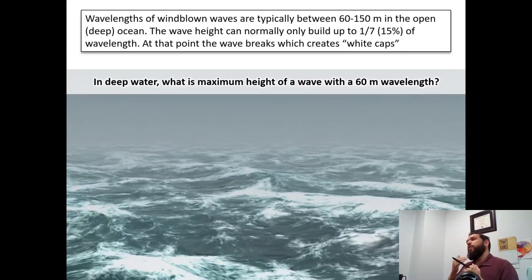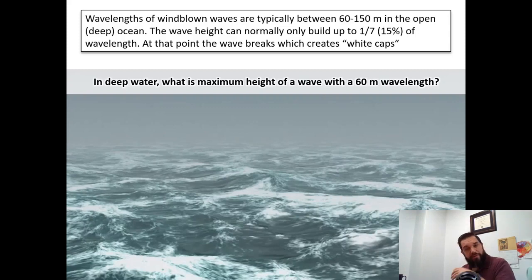How big can a wave get? A wave is only stable up to 1/7 of its wavelength. So if you want to know how big a wave can get, it can only get to 1/7 of its wavelength. So if you have a wavelength that gets up to 70 meters, you can only have a 10-meter high wave, which is a really big wave, right? That 10-meter wave would be a 30-something foot wave. Okay, that's very big.